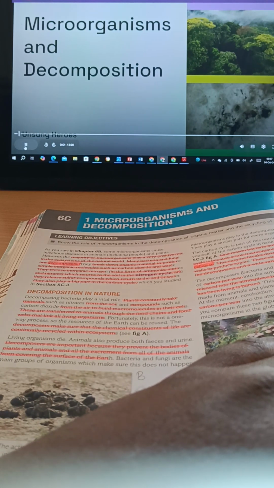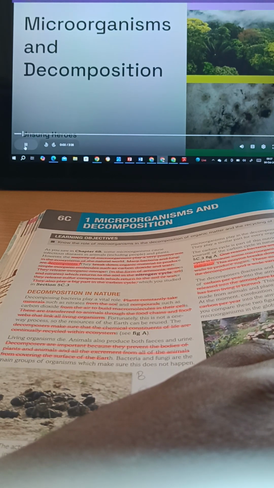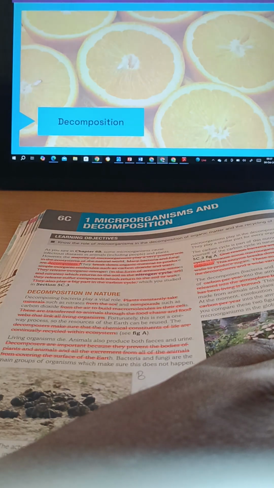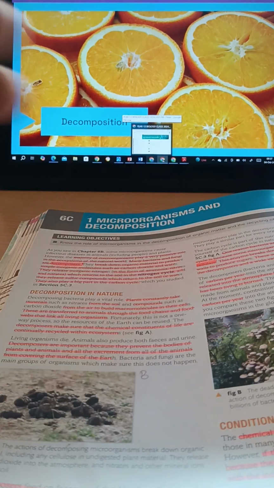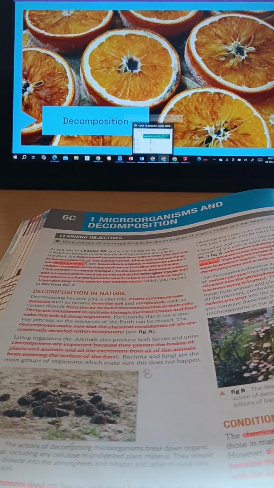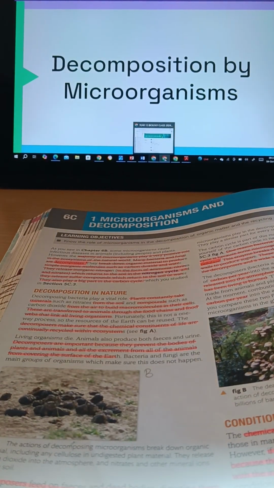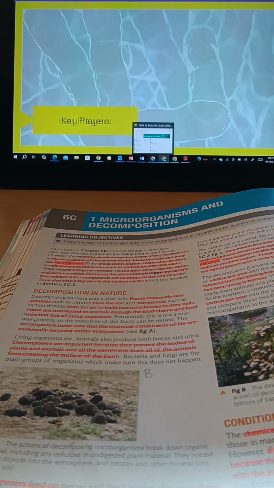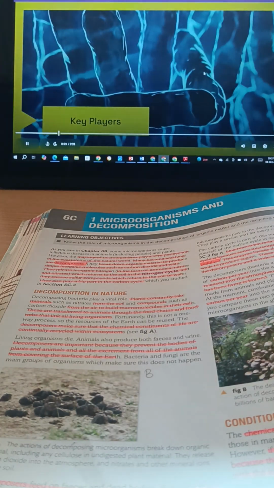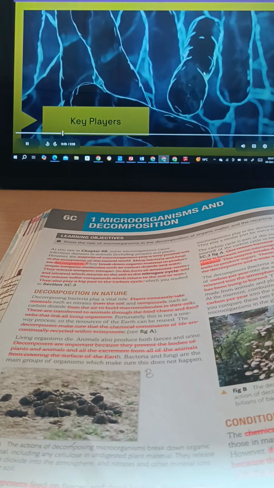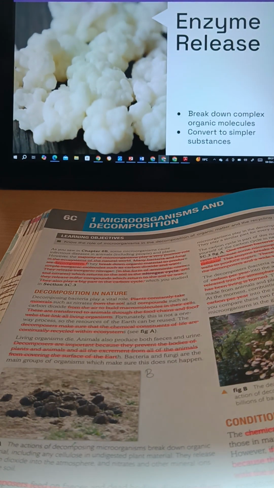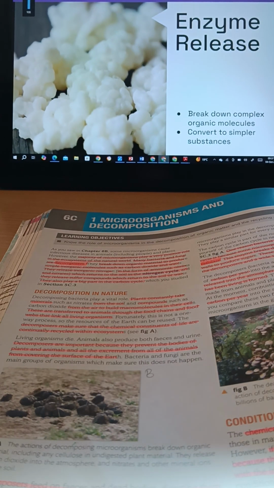To the fascinating world of microorganisms, the unsung heroes of our ecosystems. In this video, we'll uncover their crucial role in decomposition and nutrient recycling. Microorganisms, such as bacteria and fungi, are key players in breaking down dead organisms and waste products. They release enzymes that convert complex organic molecules into simpler substances.